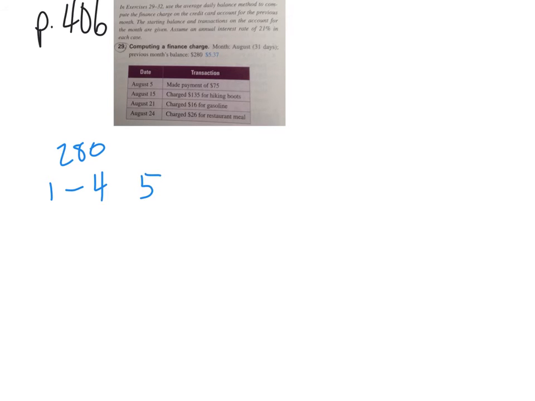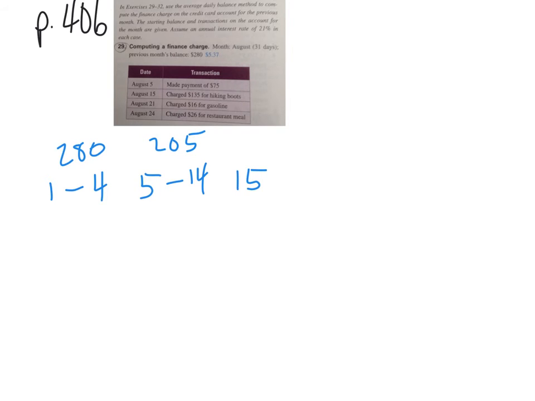If you make a payment of $75, well, making a payment is going to subtract from your balance. So instead of owing $280, you're going to owe $205 now. All right, so you took that $280, subtract $75, you get $205. And that is going to last, on August 15th it changes, so it'll be this way all the way through the 14th. And now on the 15th it changes again.